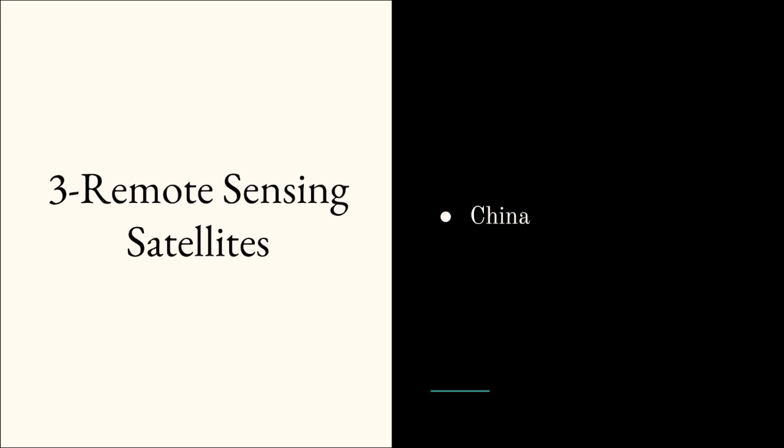Next, three remote sensing satellites were also launched by China. Do remember this also. China successfully placed three remote sensing satellites into orbit using the Long March rocket. They used the Long March 2D rocket to deliver these three remote sensing satellites.